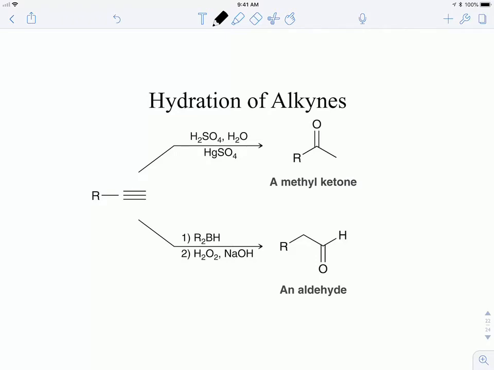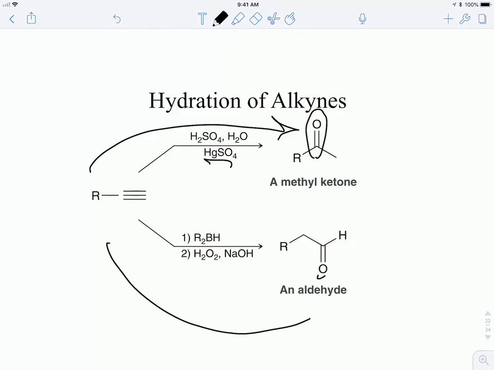So in this case, notice, same thing that I just showed you. Hydration with an acid catalyst and a mercury catalyst gives us a ketone. The oxygen is bonded to the more substituted carbon. Hydroboration oxidation gives us an aldehyde. Generally speaking, there are sterically bulky groups that are placed on this boron. If you put BH3, that's fine with me. There are some other examples that are listed in the textbook, like dicyclohexylborane.